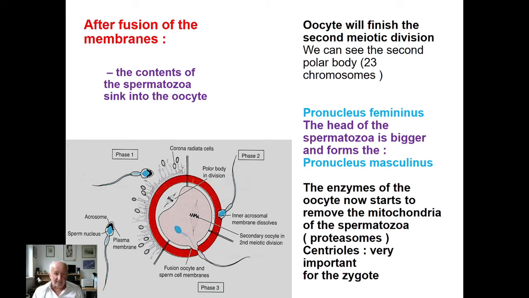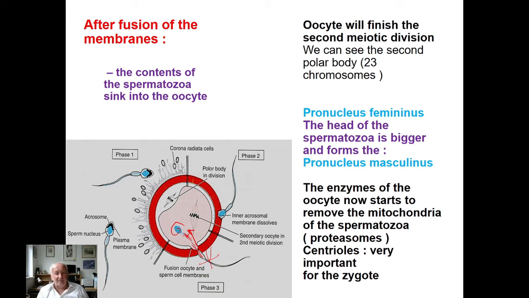So the whole contents of the spermatozoa, as you see, runs into the cytoplasm of the oocyte: 23 chromosomes in the head, the neck, the middle piece with all mitochondria, microtubules from the tail. The membrane of the tail will fall away from the zona pellucida, but the whole contents of the sperm is now in the cytoplasm of the oocyte.